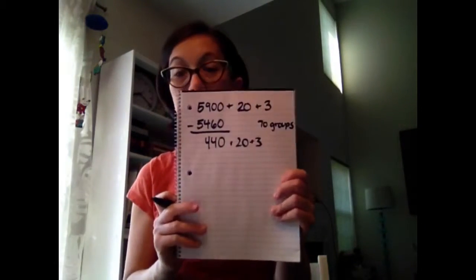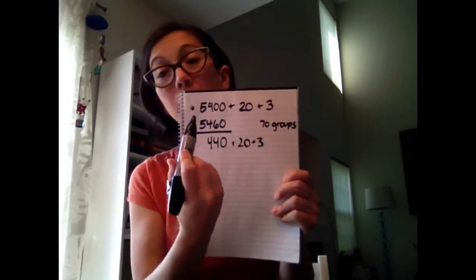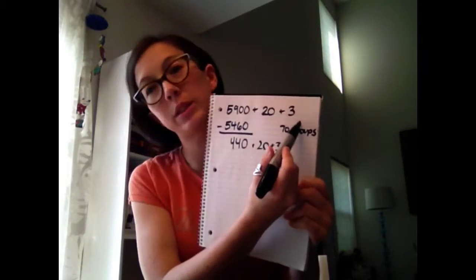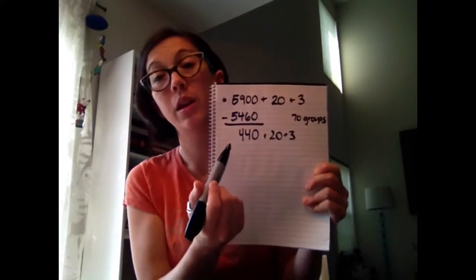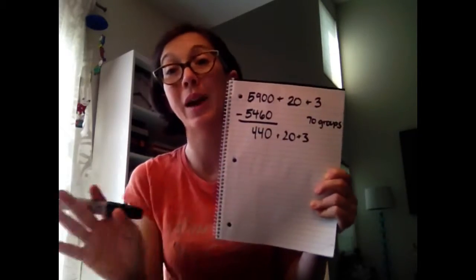Okay, so I have 5,900, and I just took 5,460 and divided that into 70 groups. So what I have left over that I still have to put into groups, let's figure that out. I do that by subtracting. So I have 440 plus 20 plus 3 left over to divide into groups. This is what I've written so far. My original quotient in somewhat expanded form minus what I just grouped, and I kept track of the number of groups. And this is what I've left over, 440 plus 20 plus 3.